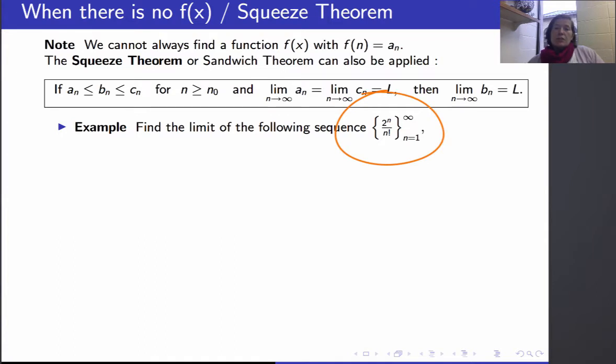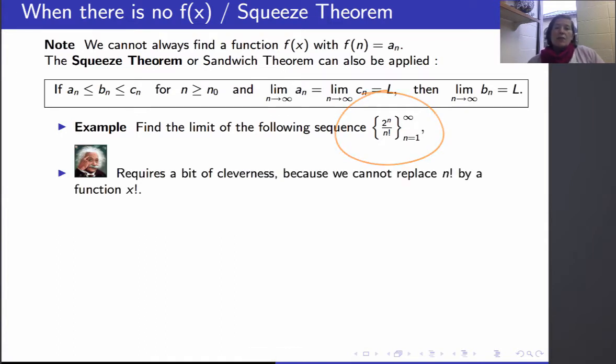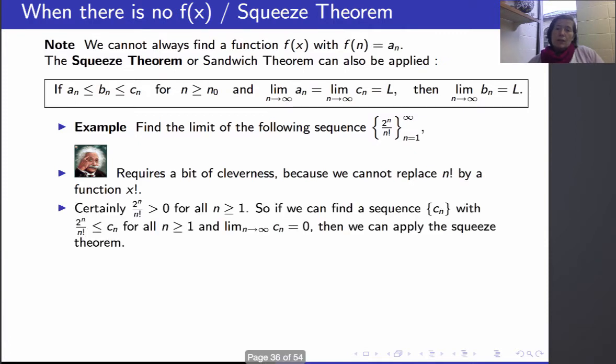We can't actually replace the n by an x and get a nice function here. x factorial, for now, doesn't really make sense. So let's try to find the limit of the sequence 2^n over n factorial. So we're looking for the limit as n goes to infinity of 2^n / n!.